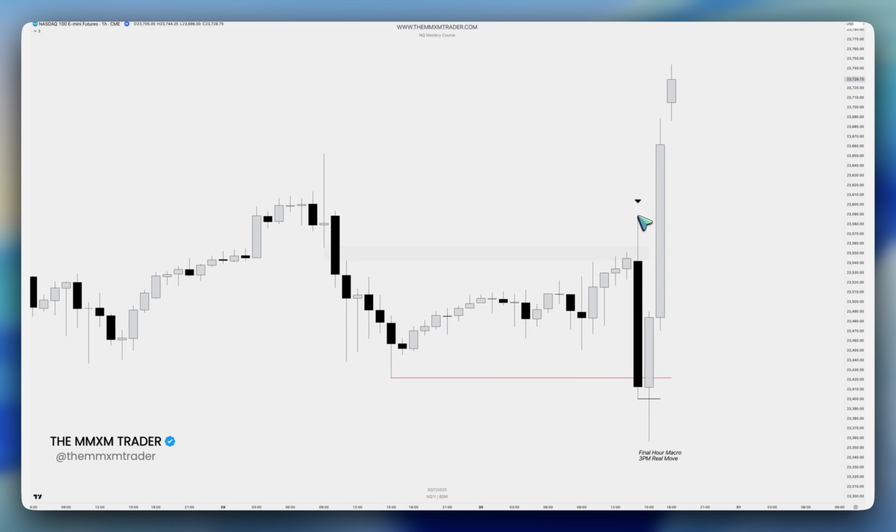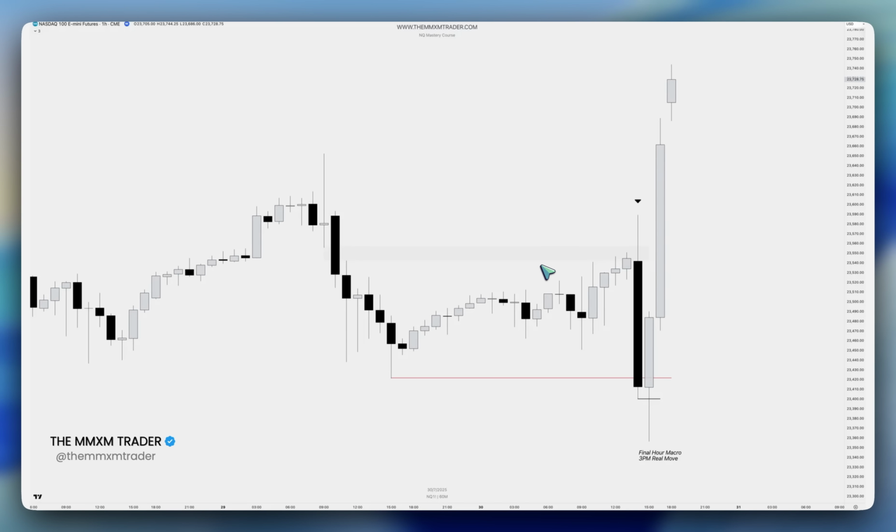FOMC, short from the fair value gap in a premium, runs out relative equal lows here. So it delivers buy side, manipulates higher with this wick up, then it trades lower. Then what happens at 3 p.m.? 3 p.m. runs 2 p.m.'s low, and that is then the real move in the direction of order flow. So this is how you approach FOMC.